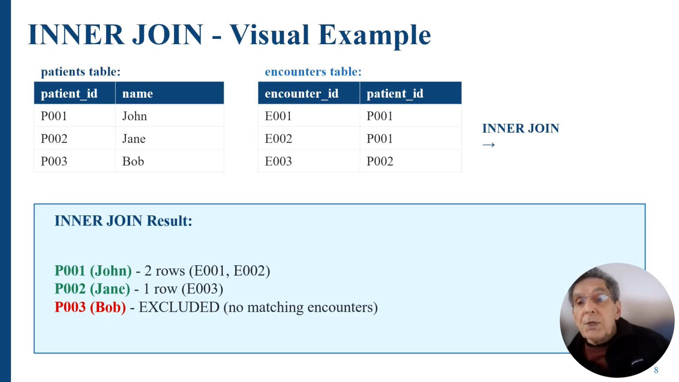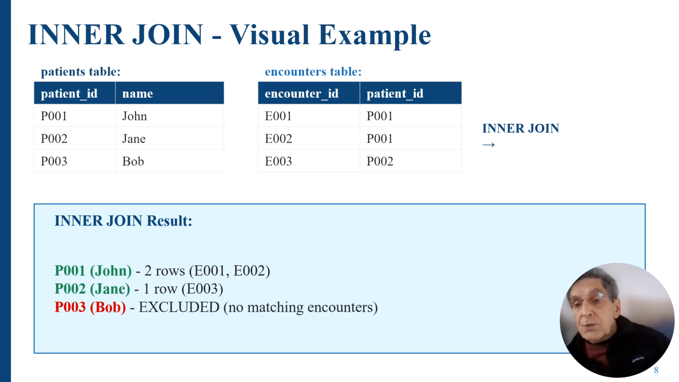Let's walk through a concrete example. Let's say we have a patients table with just 3 patients, P001 John, P002 Jane, and P003 Bob. Our encounters table has 3 encounters, E001 and E002 for patient P001, and encounter E003 for patient 2. Now notice that P003, patient 3, Bob, has no records in the encounter table.